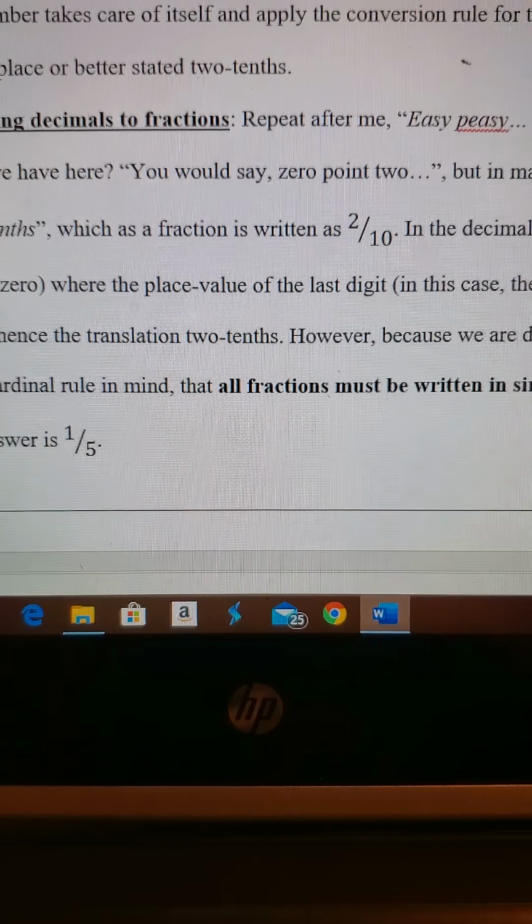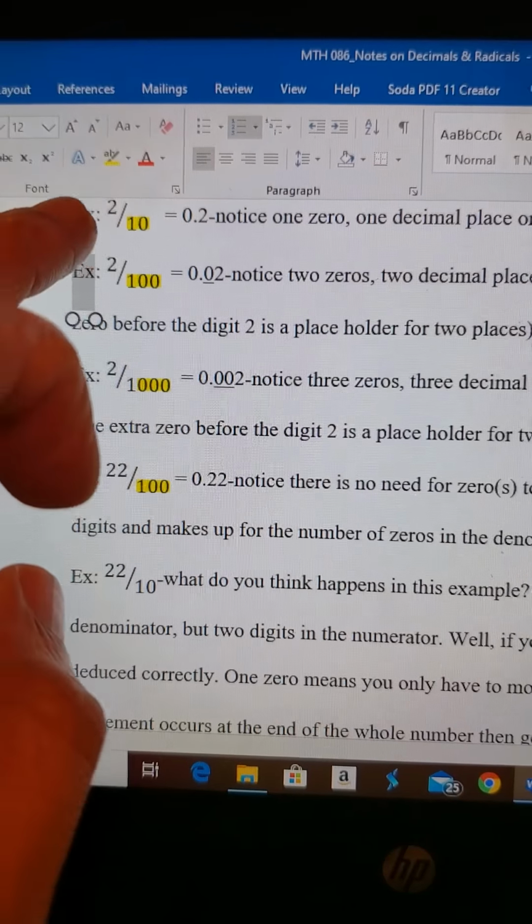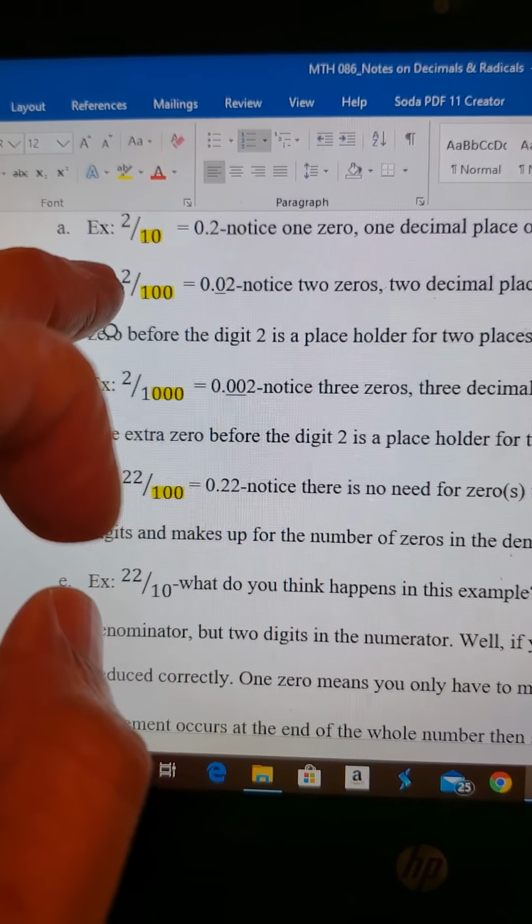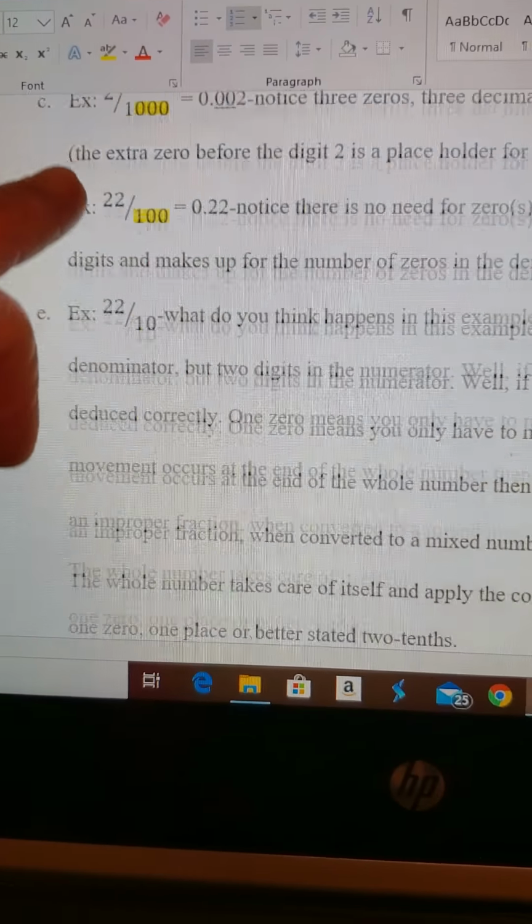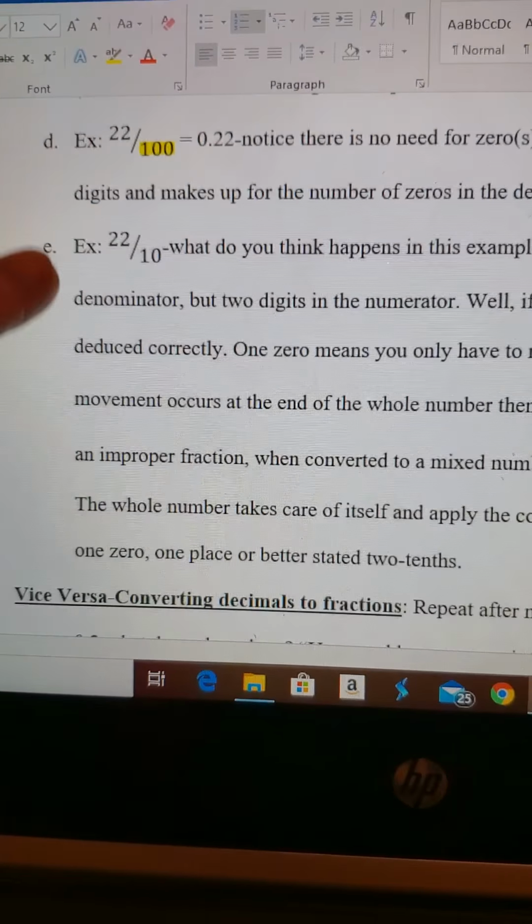So once you understand how to convert fractions to decimals, especially the ones where the divisor or the denominator increases by a factor of 10, like tens, hundreds, thousands, as I explained in the previous video, you will love this. So here we go. Here we have decimals. Now take a look at this.